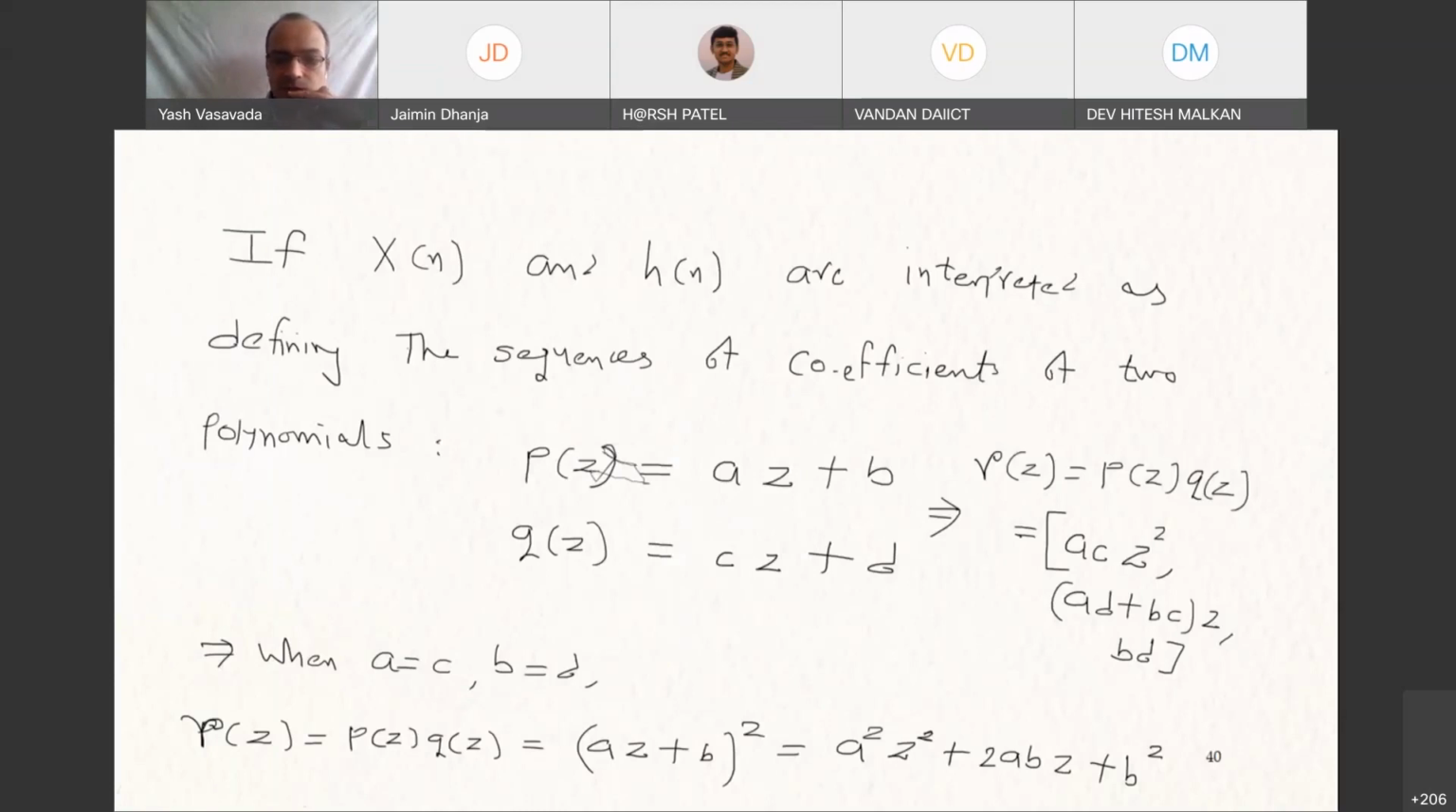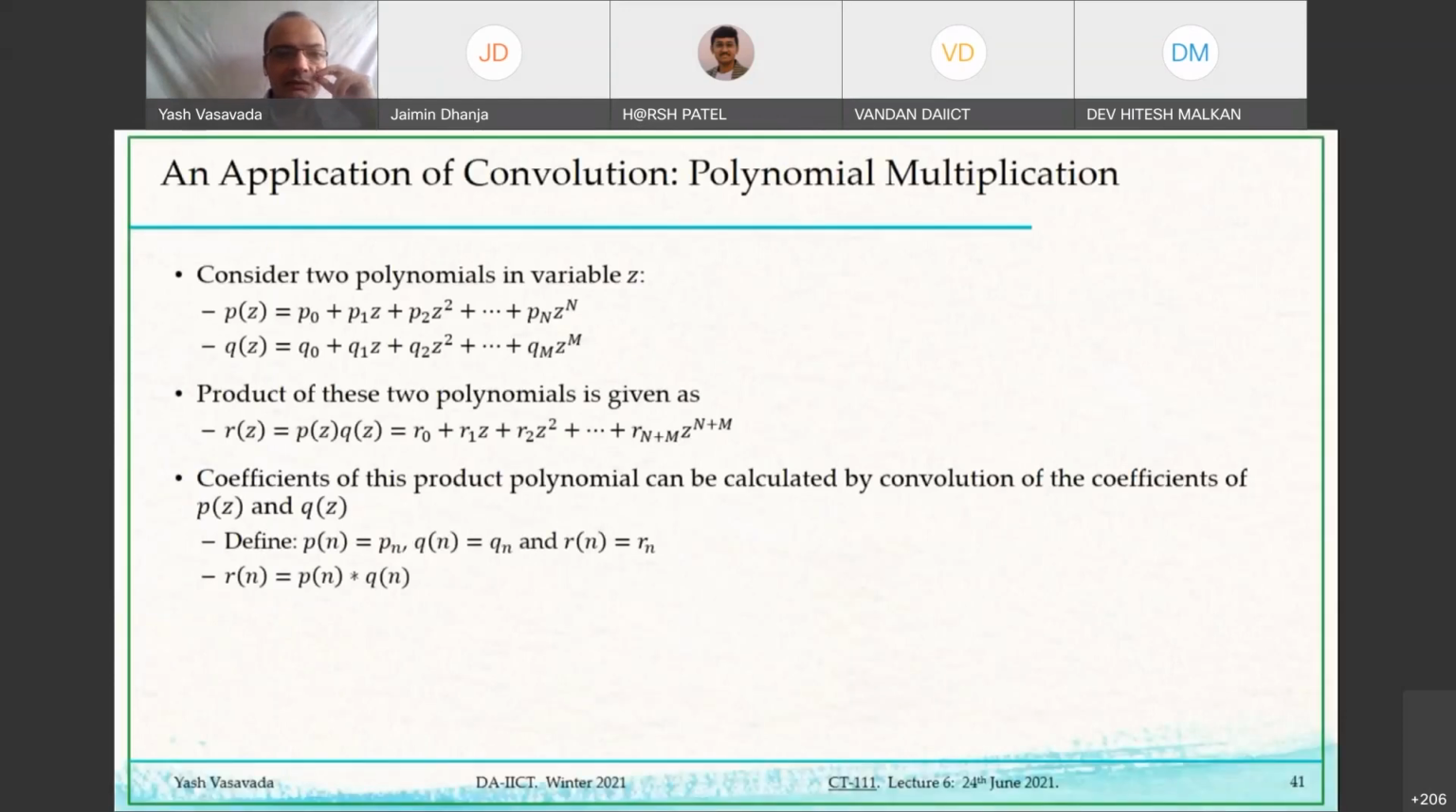Okay. So what we can say is that if we consider two polynomials, these polynomials you have been studying since your 9th grade or 8th grade even. We consider two polynomials. Let's say one is of degree n, which is P of z. Another is of degree m, which is Q of z. Then if you multiply these two polynomials, it turns out that R of z will have a degree of n plus m.